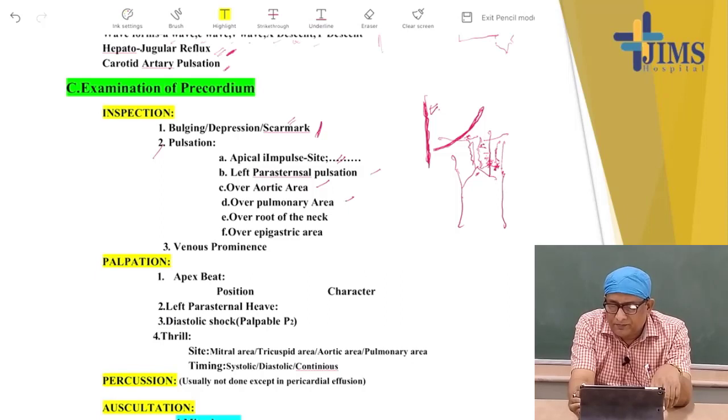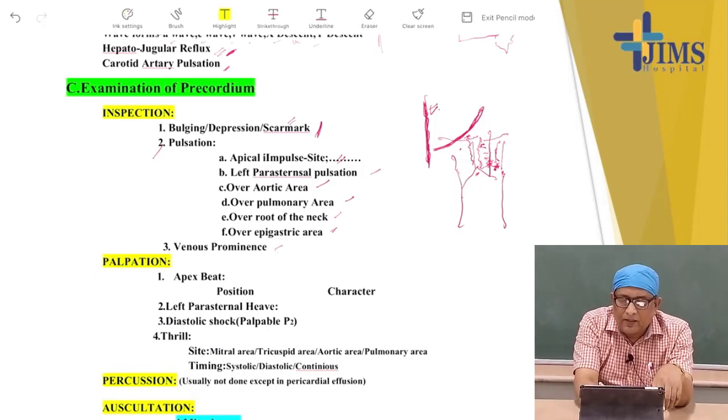On the left side is the pulmonary area, on the right side the aortic area, and in all these areas we have to look whether there is pulsation or not. Then over the root of the neck and over the epigastric region, as I have mentioned. So, one is deformity, number two is pulsation. Then, any venous prominence is present.